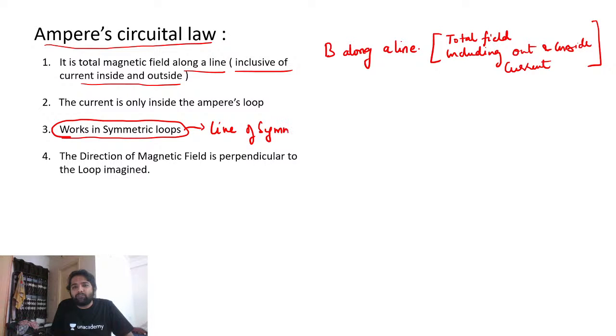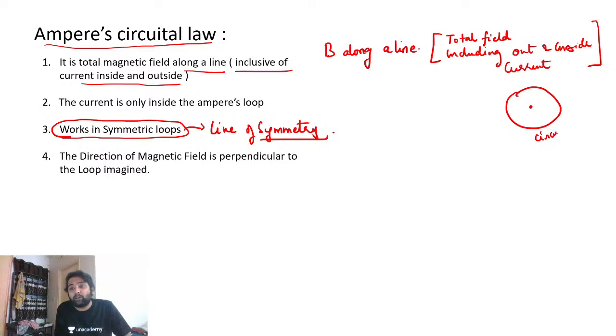Like in Gaussian surface, we'll use a surface of symmetry. Remember, every surface which is symmetric, for a point charge, will be a sphere. Similarly, for a single line, it will be a circle. There, as it was a sphere, here it will be a circular loop, symmetric about a single charge, single current. For a single current, the circuit will be the symmetric loop.